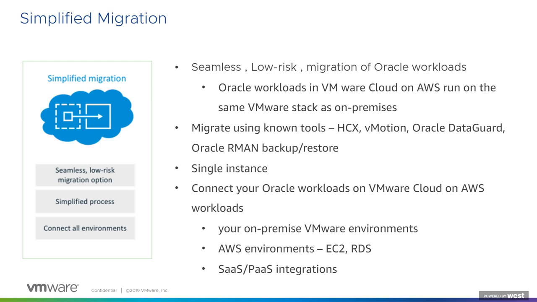The migration from on-premises to VMware Cloud on AWS and back is actually orchestrated using a suite of well-known Oracle and vSphere native tools. For example, VMware HCX, Enhanced vMotion, Oracle Data Guard, Oracle RMAN, and so on and so forth. See, another use case is to send database backups to VMware Cloud on AWS, or even use it as a disaster recovery target.